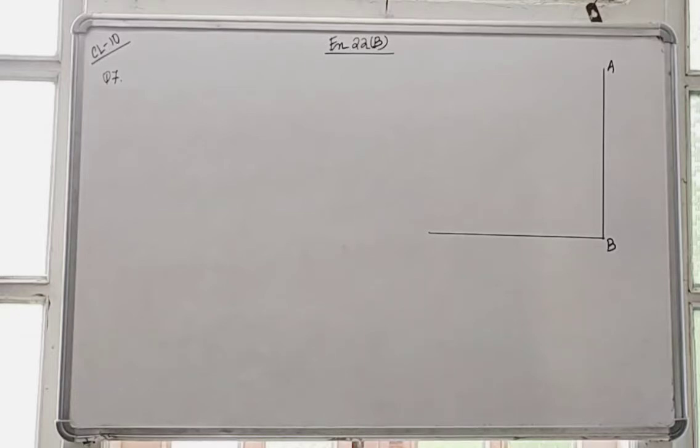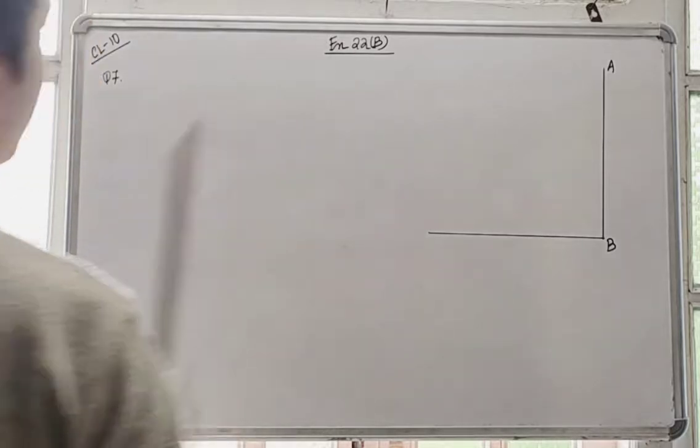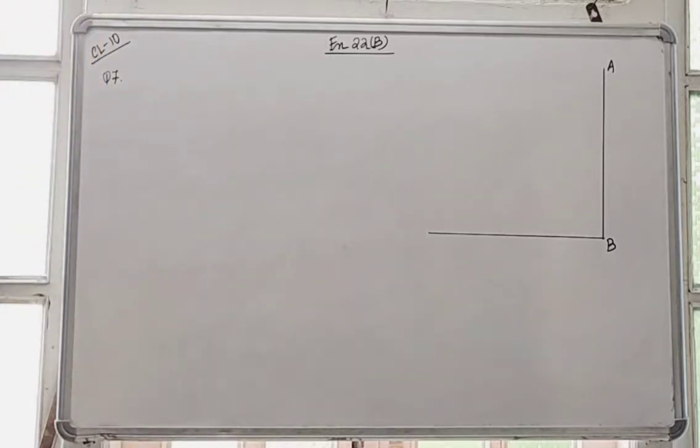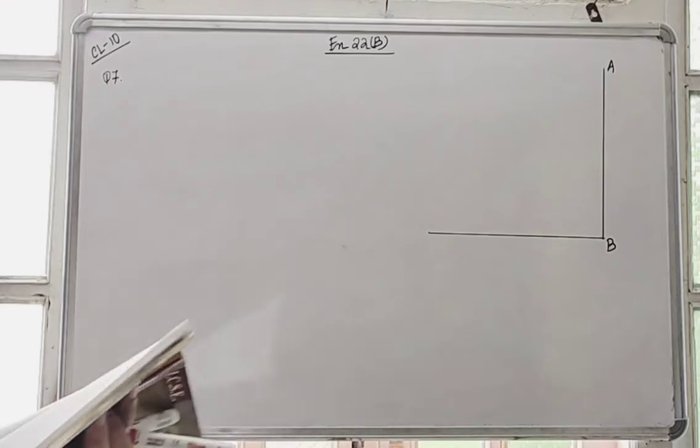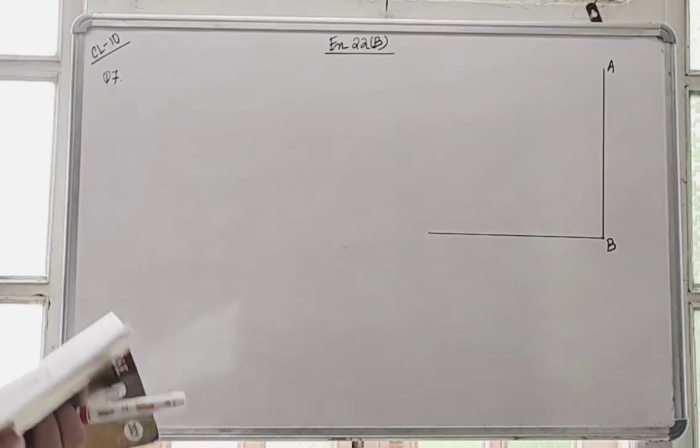Welcome back to the online class, and in today's class we are starting with exercise 22B, question number 7. All right, the question says, let's read the question first. The angle of elevation of the top of a tower is observed to be 60 degrees.